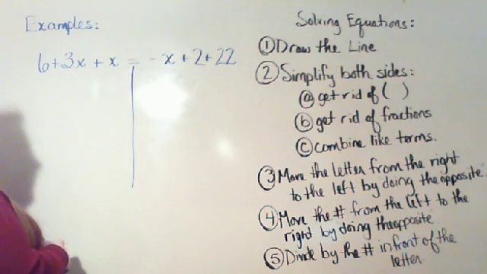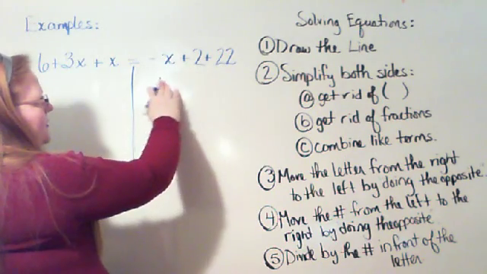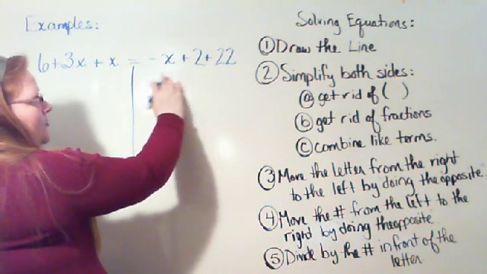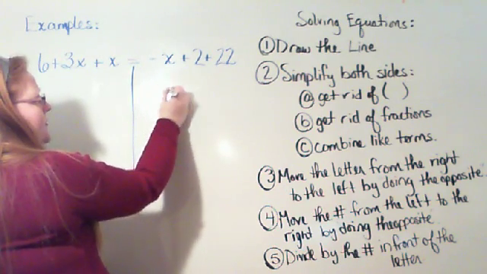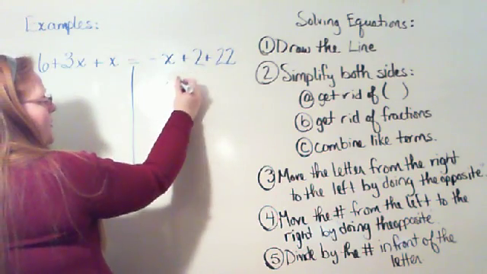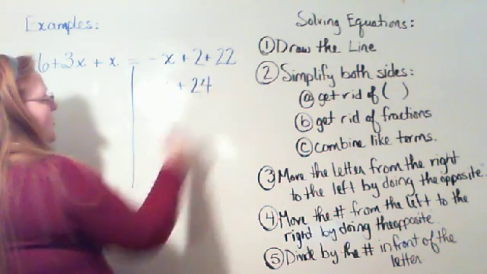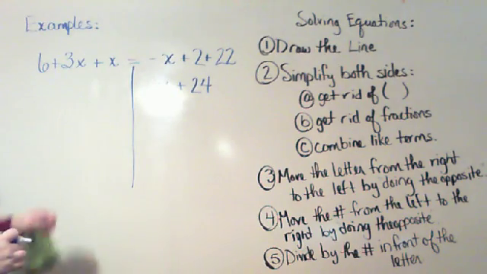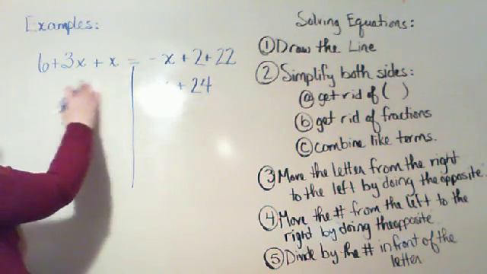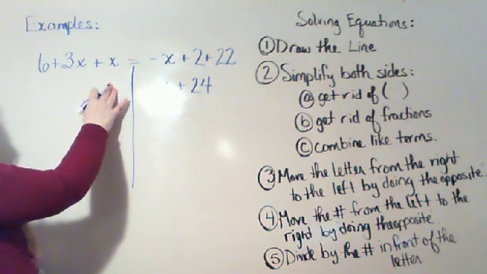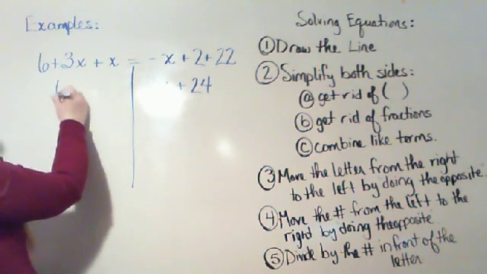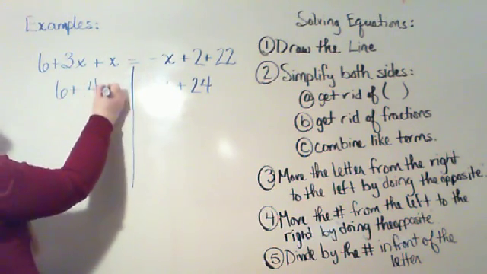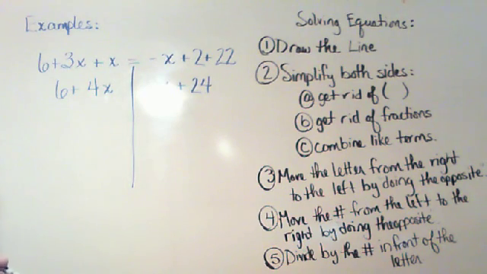Get rid of fractions. We don't have any fractions. Combine like terms. Do I have 2 letters on this side? No. Do I have 2 numbers on this side? Yes. I need to go ahead and put those together. So I'll still have my negative x, but 2 plus 22 is really 24. Over here, we need to do the same thing. Do I have 2 letters on this side? Yes. So I need to go ahead and put them together. 3x plus x, that's 4x. I still have this 6, it doesn't go away. But my 3x and my 1x got 4x.